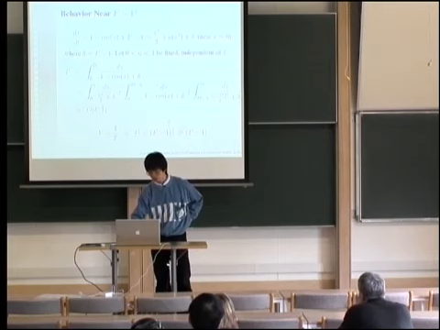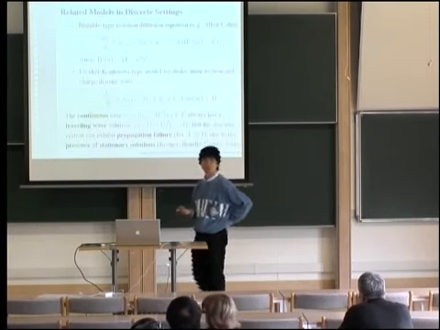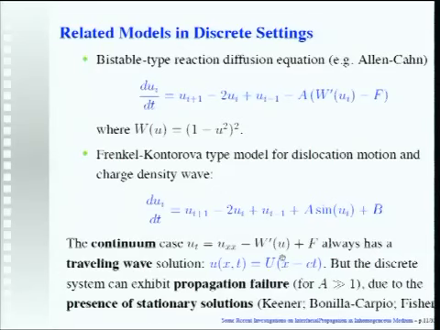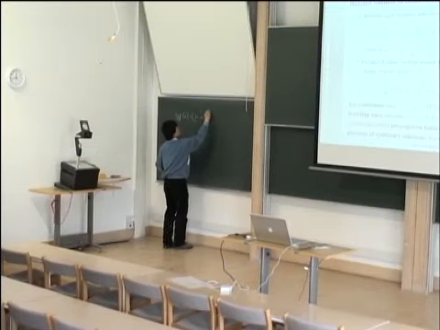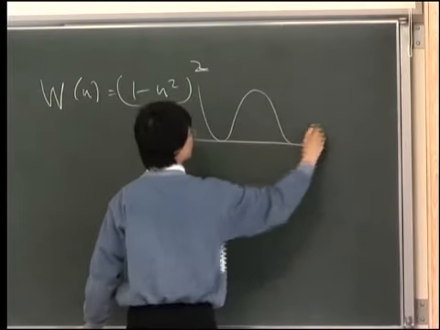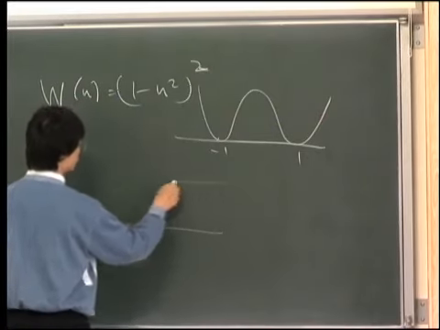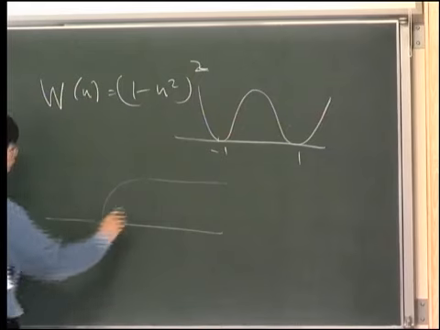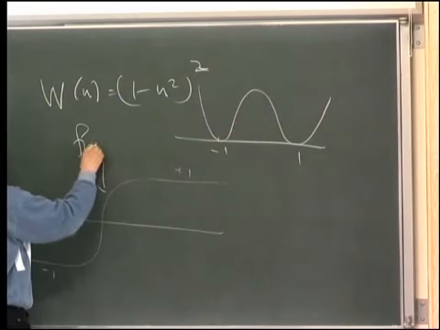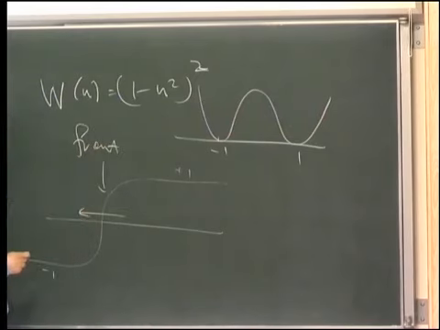So this is a simple ODE case, but this idea has also been used in some discrete systems, in a discretized version of a PDE. So you have bistable-type reaction diffusion equations, Allen-Cahn. It is bistable in the sense that this W of u has a shape like this, and the stable states are -1 and 1. Since these are stable points, the solution will roughly behave like -1 and 1, and hence there is a front. And we want to see how this front moves.